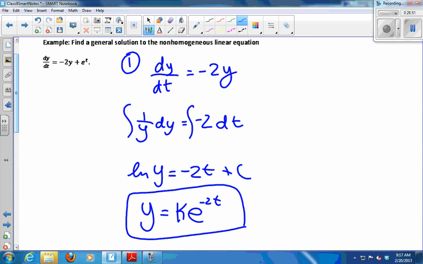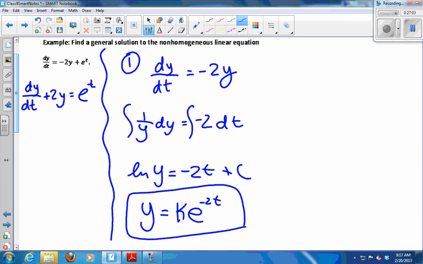So it helps if you write this by moving the 2y to the right. It can help us guess a solution. So I'm looking for a function who, when I take its derivative and add it to twice itself, e to the t pops out. So I'm looking for a function that when I take its derivative and add it to 2 times itself, I get e to the t.